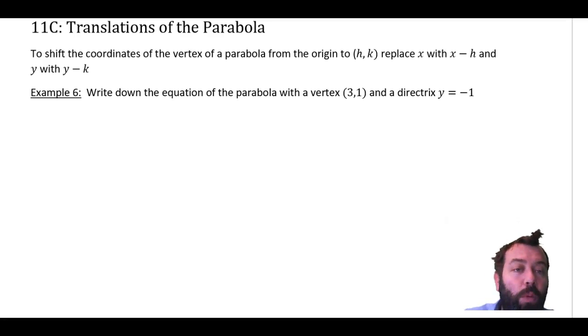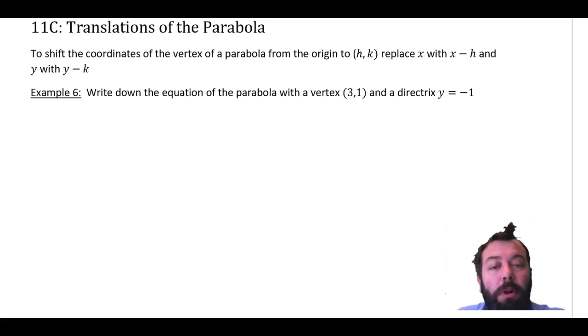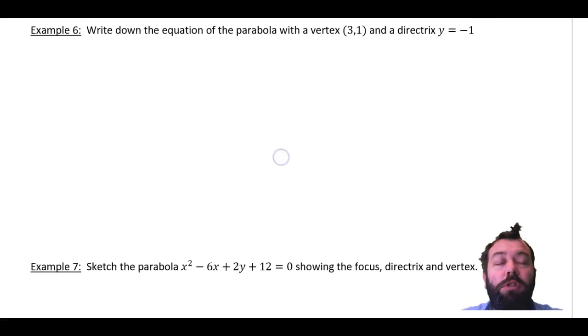And for that to happen, we replace x with x minus h. We replace y with y minus k, and that's going to translate, move not just the vertex but the whole parabola. So these things normally require a sketch. Will also require us to calculate typically the focal length, and let's see how that works.